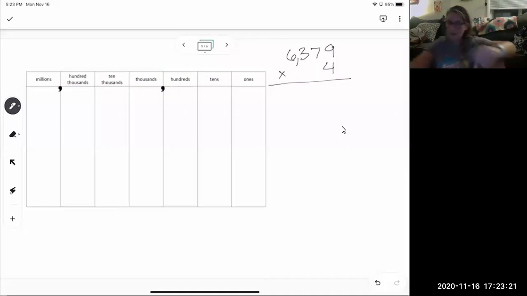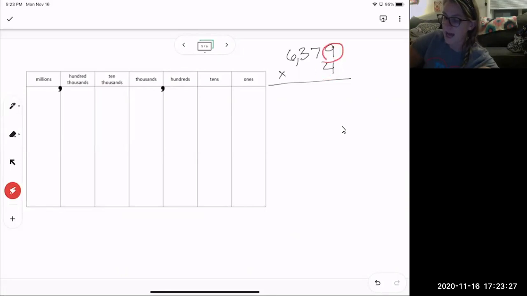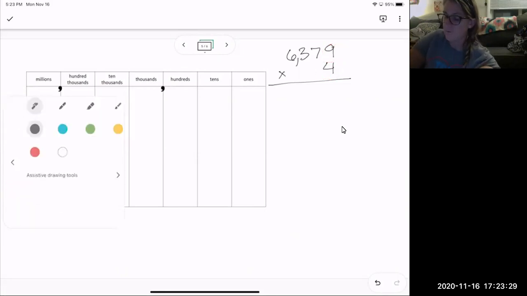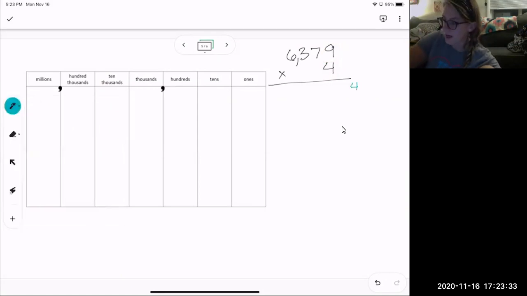Okay, so let's do our ones first. So we have 4 times 9 ones. Think, what is 4 times 9 ones? Well, I know 4 times 9 is 36. So 4 times 9 ones would be 36.